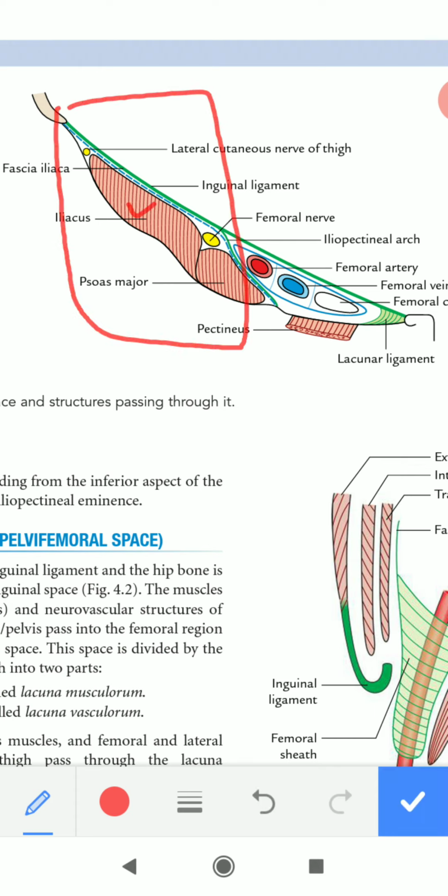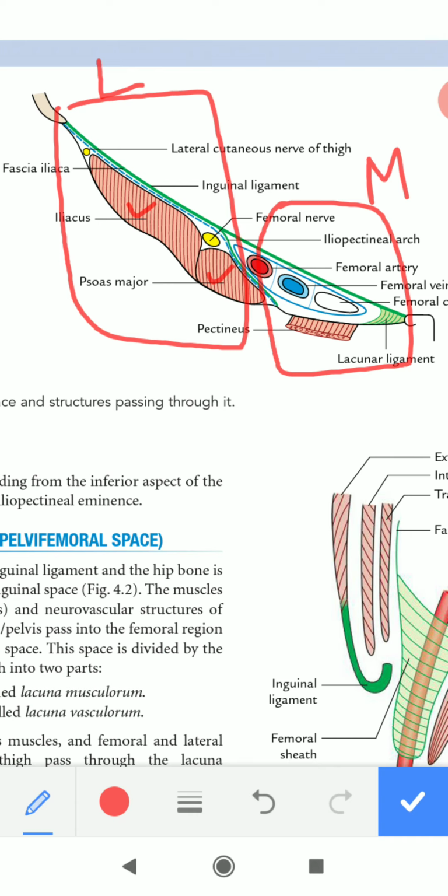You can see the iliacus muscle, psoas major muscle, and the small medial part. The small medial part is called lacuna vasculorum, which means it is composed mainly of vessels. So the lateral part is mainly composed of muscle, and the medial part is mainly composed of blood vessels.